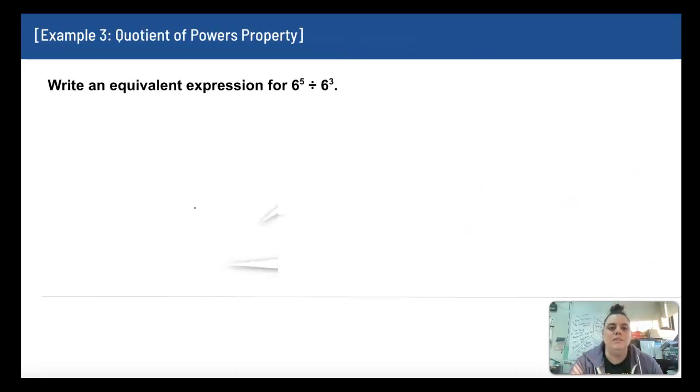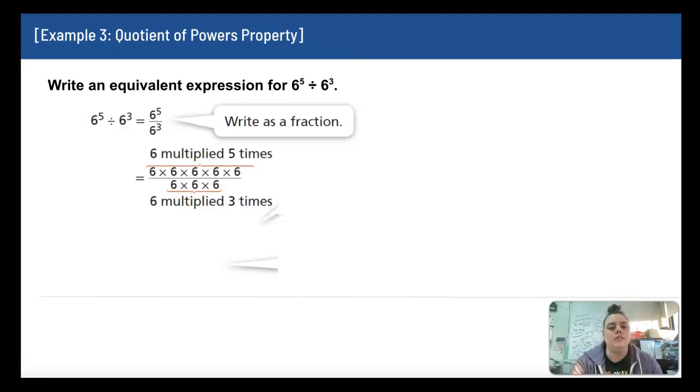Our final example is going to show the quotient of powers property. So remember, quotient is indicating division. So write an equivalent expression for 6 to the 5th divided by 6 to the 3rd. So to do this, we want to first write it as a fraction. 6 to the 5th over 6 to the 3rd. Remember, fractions and division represent the same thing.